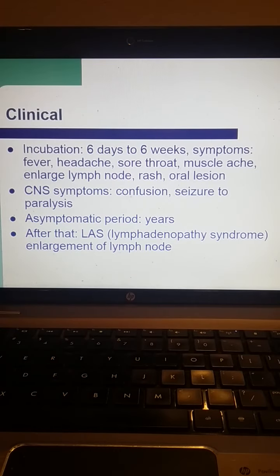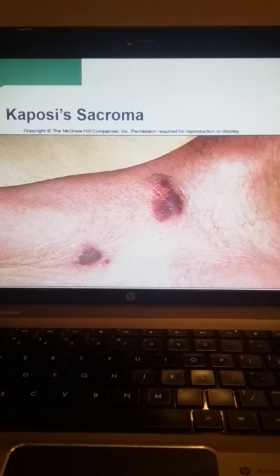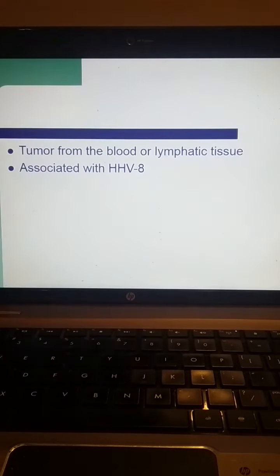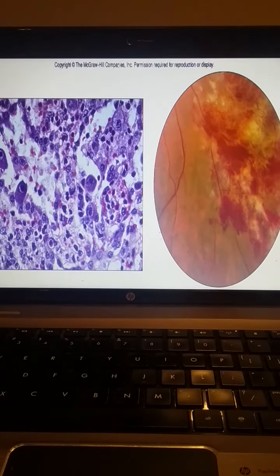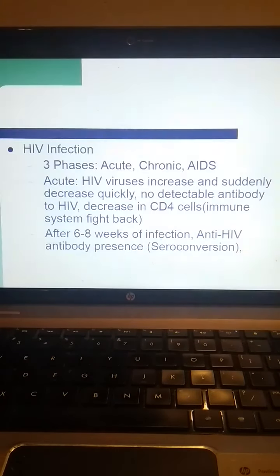And a little bit about clinical, but the most important thing is some of these, like Kaposi sarcoma, one of the cancers that is associated with the HIV patient, or the AIDS patient I should say. That is actually caused by or associated with human herpes virus number 8. And again, this is the repeat of the fungal disease, and this one is cytomegalovirus affecting the eye.